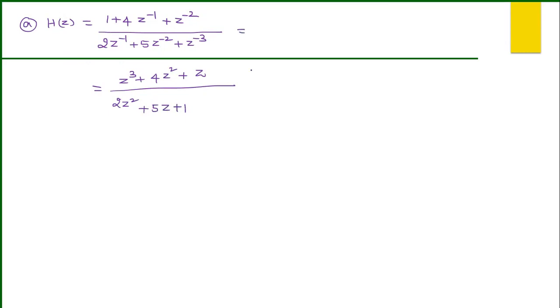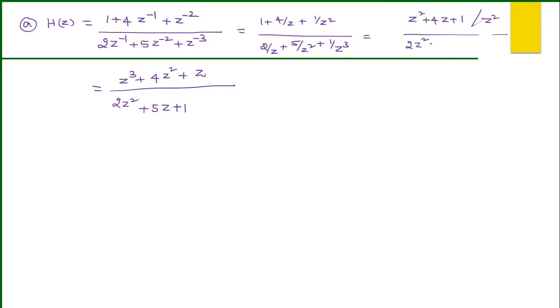I can write it here: 1 plus 4 by z plus 1 by z square, divided by 2 by z plus 5 by z square plus 1 by z cube. You can take z cube as LCM. Z square is LCM here: z square plus 4z plus 1 divided by z square, whole divided by z cube as LCM. And here, 2z square plus 5 into z plus 1 divided by z cube.